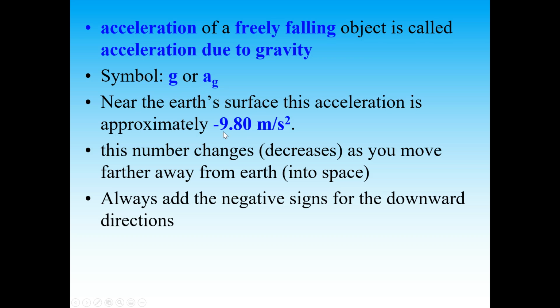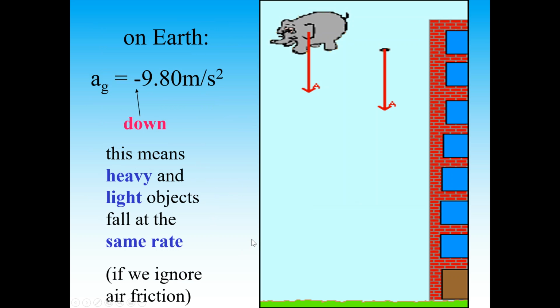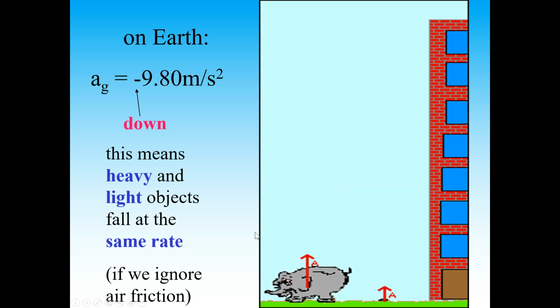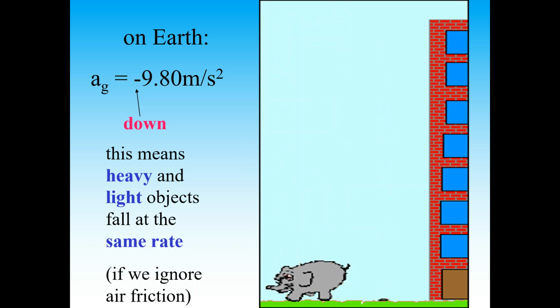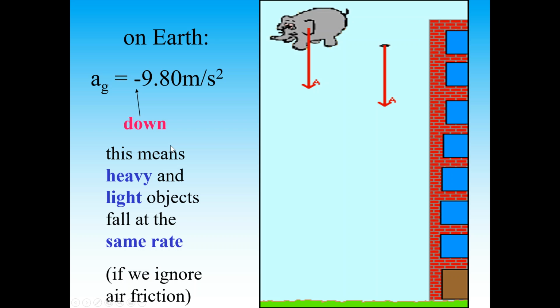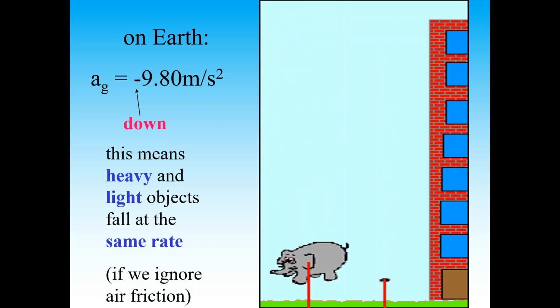And near the Earth's surface, it's said to be negative 9.8. It decreases as you get further and further away into space. The pull from the Earth becomes less and less. And it's always negative for a downward object. So here I have an elephant and a coin. Notice that they fall at the same rate. The acceleration is exactly the same throughout. Okay, it doesn't matter if it's heavy because we're going to ignore air resistance. So mass has no part of this.